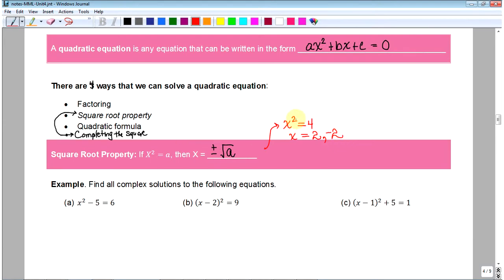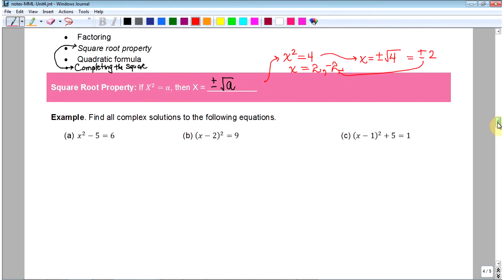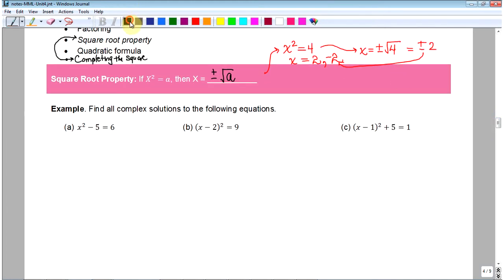So the way that we actually solve an equation like this is we take the positive and the negative of the square root of our quantity, and this gives us plus or minus 2, which we were able to reason and come up with. Okay, so this is what we want to use for the following examples. Find all complex solutions to the following equations.